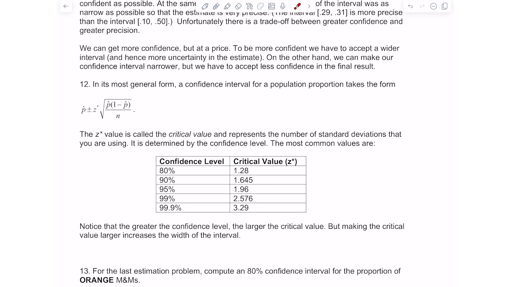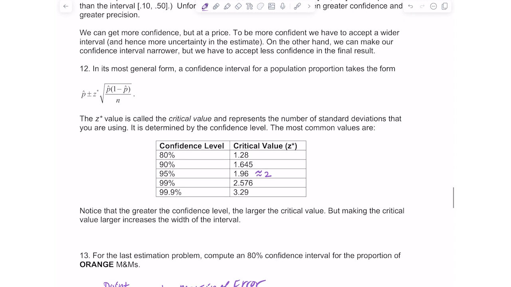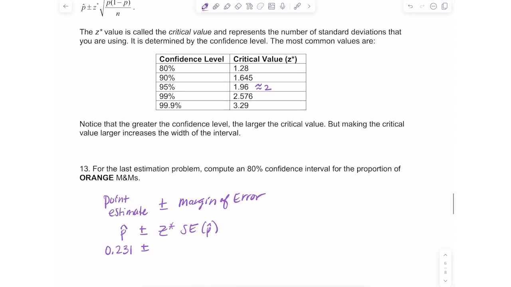And why is that important? Remember, the empirical rule said that 95% of the distribution will fall within 2 standard deviations of the mean. So 1.96 is a little bit more exact than 2, okay? If we're looking for 80%, our z star is 1.28. So that's how many standard deviations on either side of the mean we're looking at. Okay, so when it's time, we're going to fill in that 1.28 for our z star.